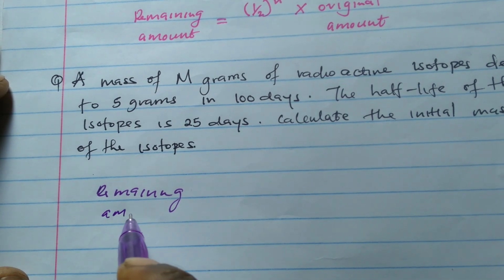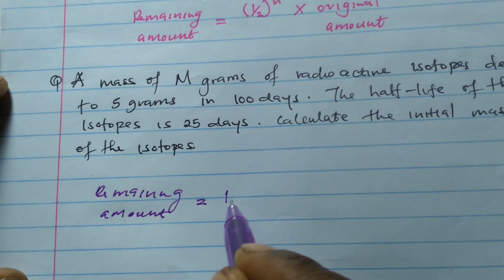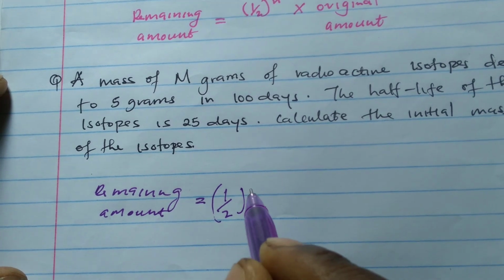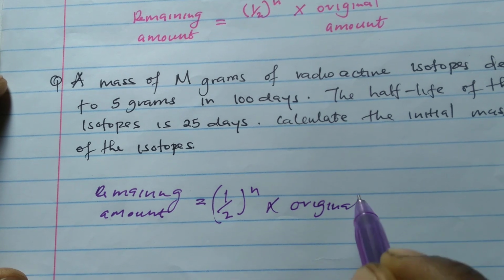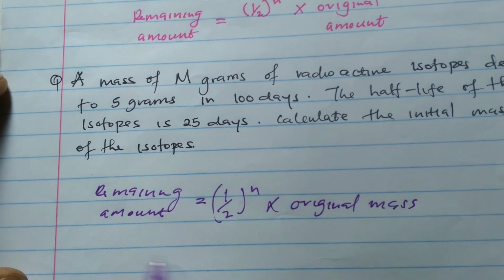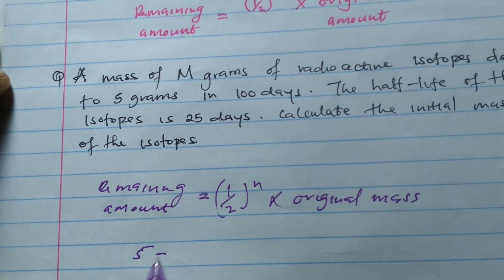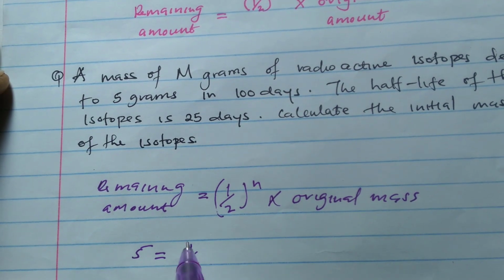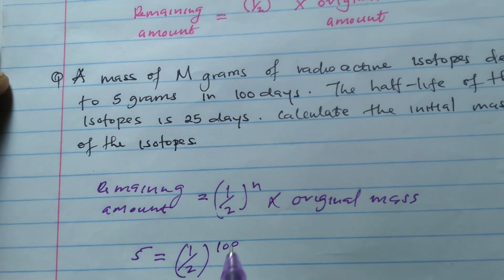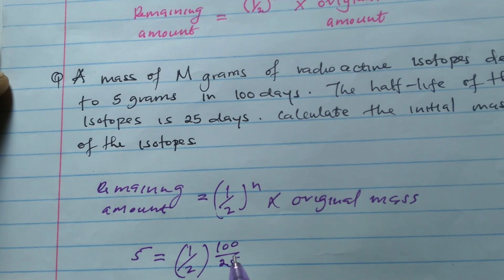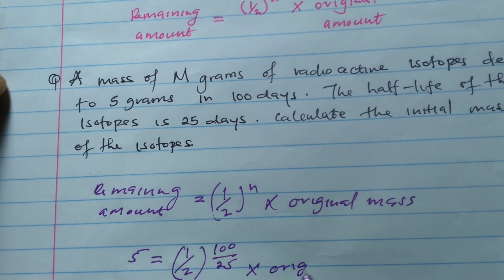amount is equal to 1 over 2 in brackets raised to n, times original mass. So we have the remaining mass as 5 grams, and we apply the formula here where n will be 100 over 25, times the original mass.